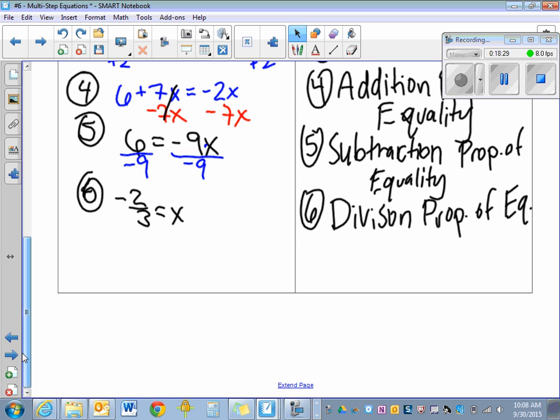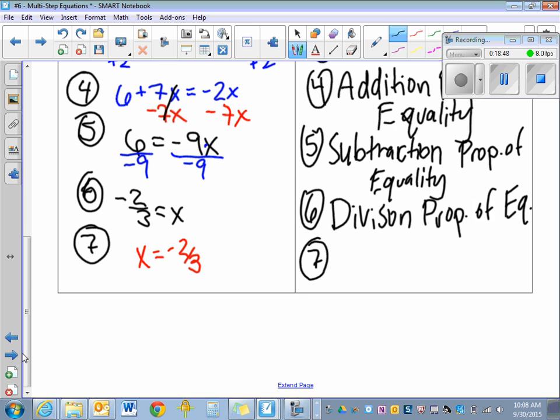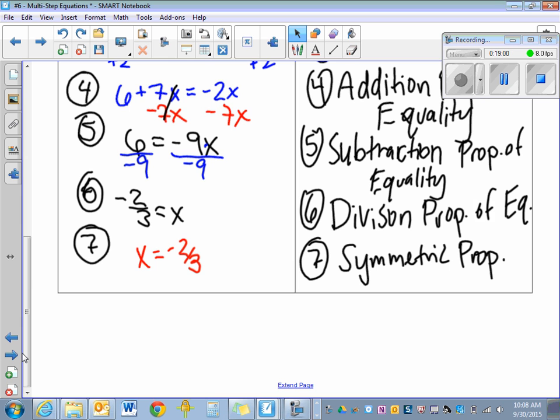Alright, and then our final step, the last thing we need to do is have it as x equals. So if -2/3 equals x, then I know that x equals -2/3. Does anyone remember what this property is called? This is called the symmetric property. Alright. Questions on that?